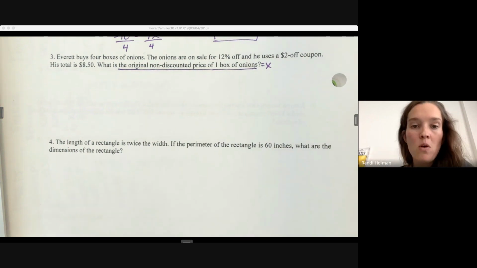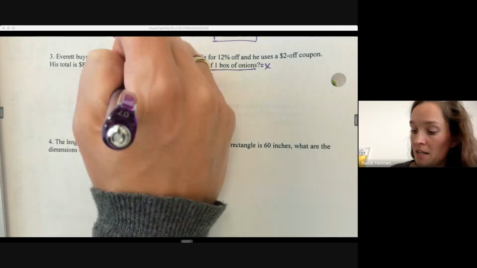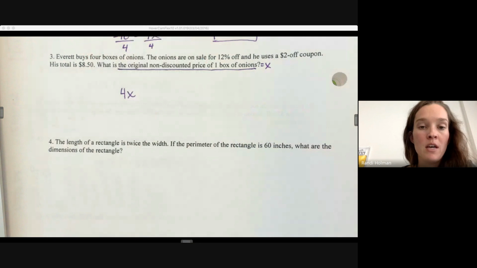Everett buys 4 boxes of onions. So if each one costs X dollars, the price for that would be 4 times the price for 1 box. The onions are on sale for 12% off.